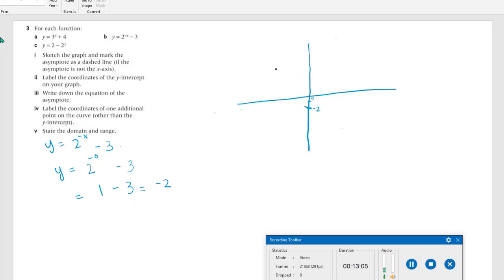Now the next point, let's just check what would be the next point. Putting x equals minus 1. Let's just check what happens. 2 to the power 1 minus 3, which means minus 1. So at minus 1, this would be the point where the graph should pass, like this, and it should go like this.